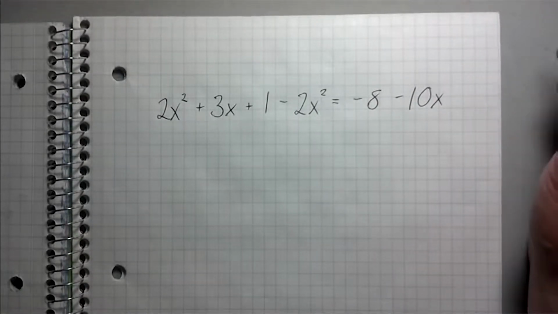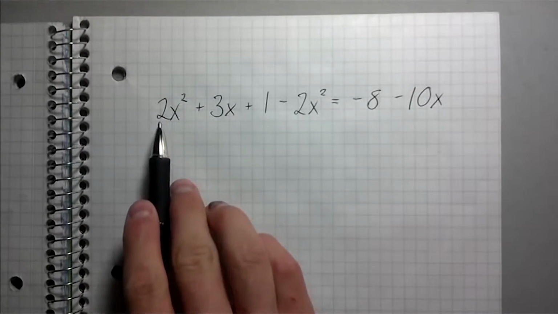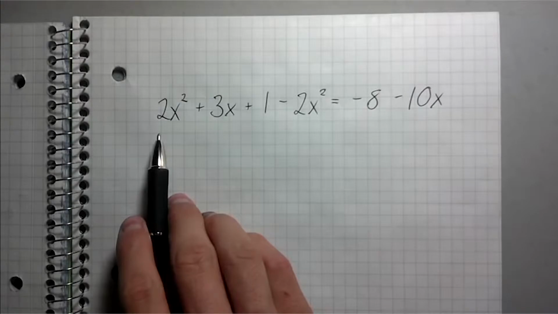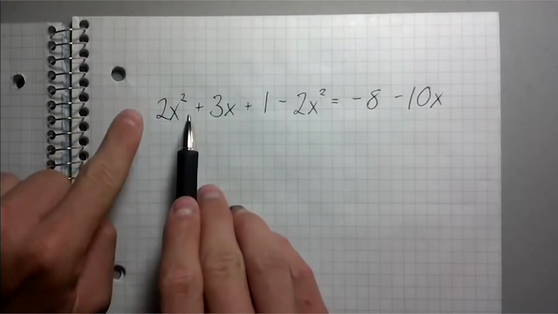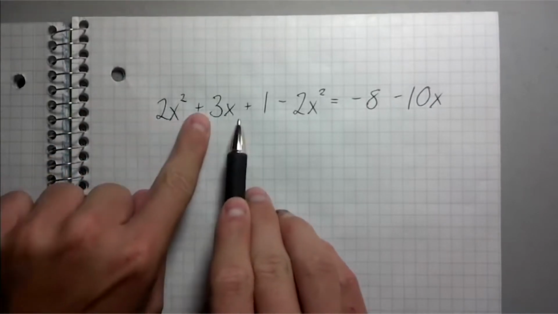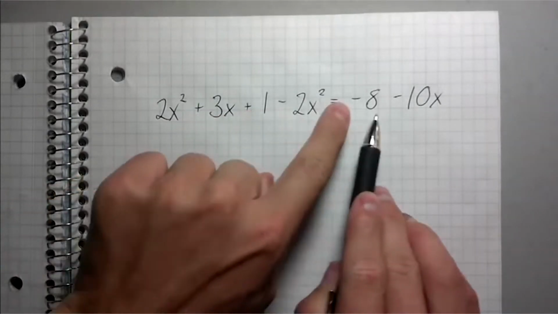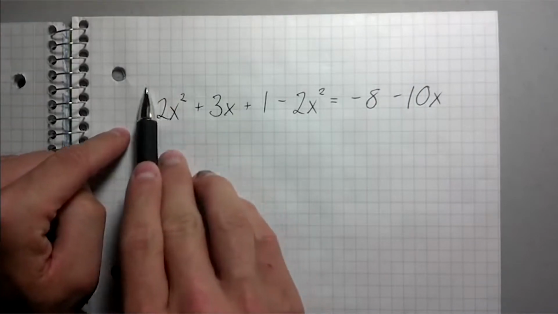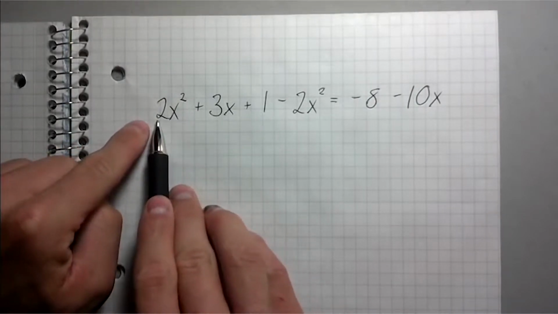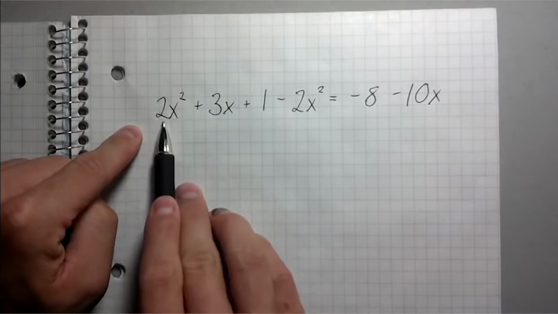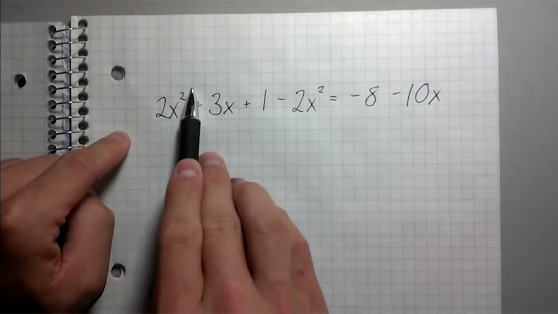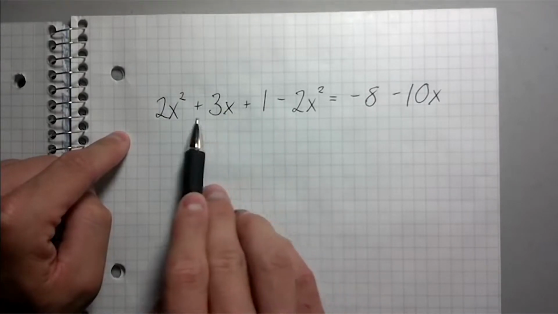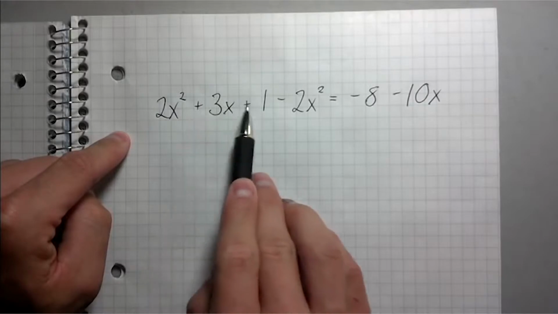The idea is, first of all, in order to understand how to combine like terms, we have to understand what a term is. Well, that would be helpful, right? A term is something like this. This is a term, this is a term, this is a term, this is a term, this is a term, and this is a term. A term is something that's glued together by multiplication and exponents. So 2x squared is all one term. 3x is all one term. 1 is a term.